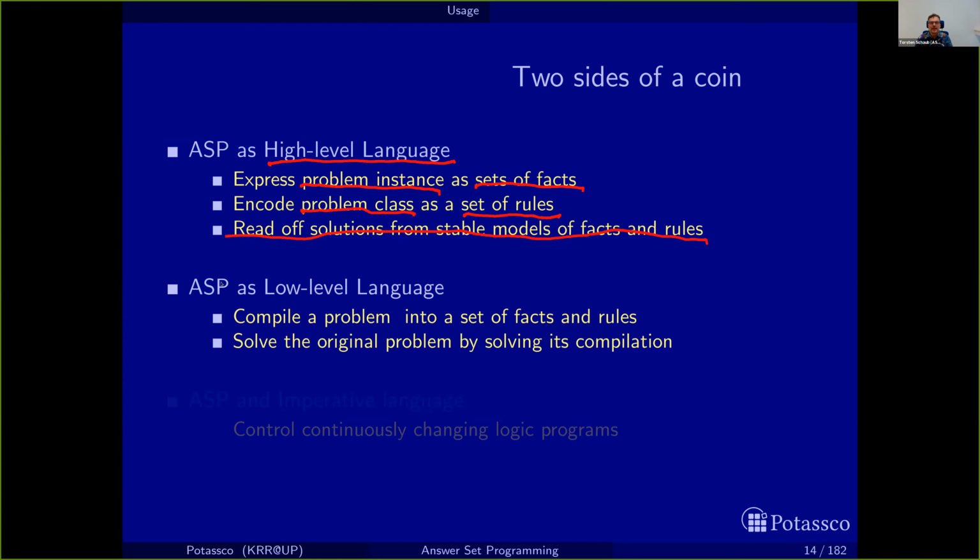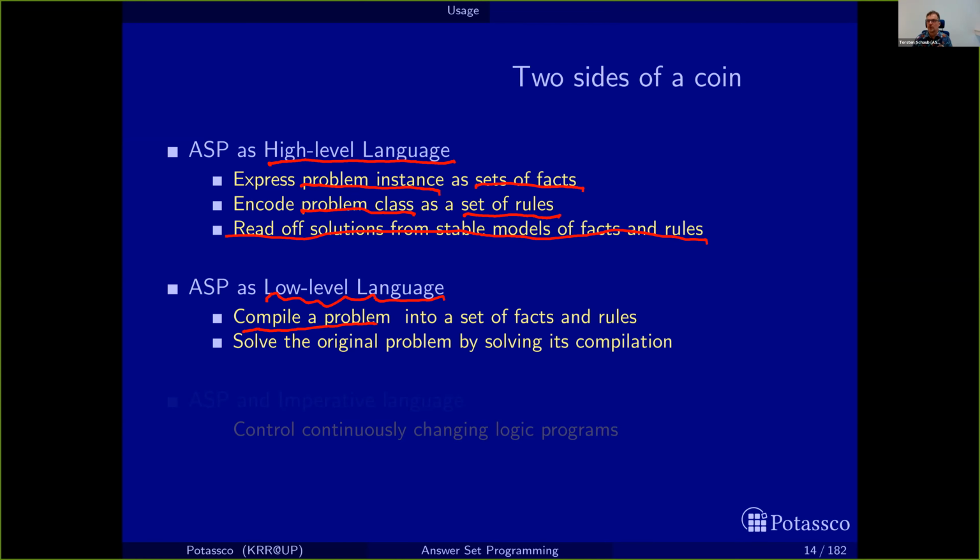Okay, you can also use ASP as a low-level language, in the sense as we talked about it with SAT, right? That you take a problem and you compile it into a set of facts and rules. But this is really bad. What makes it bad is, again, that your modeling of the problem is now hidden in the compiler. And if you want to change it, or if you want to compare different alternatives, you always have to go back into the compiler to change things.